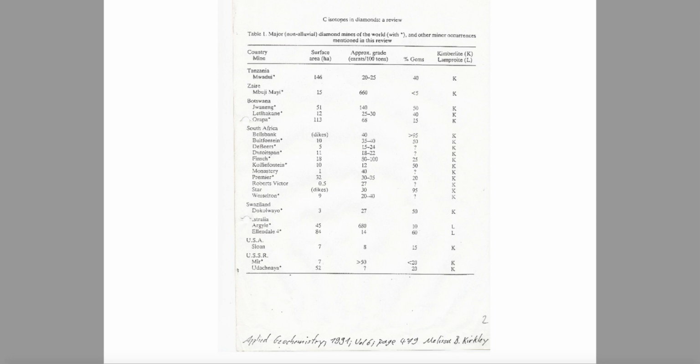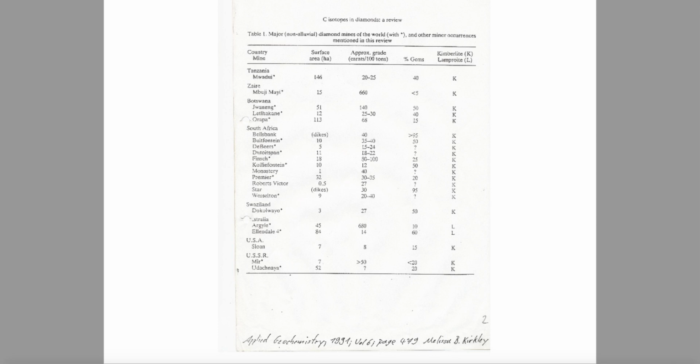So the world's biggest mine in terms of surface area is the Mwadui mine in Tanzania, which is close to Lake Victoria. But we have a smaller grade here, about 20 to 25 carats per ton. And the gem quality, 40% of all the stones are of gem quality, and they were brought up by kimberlite.